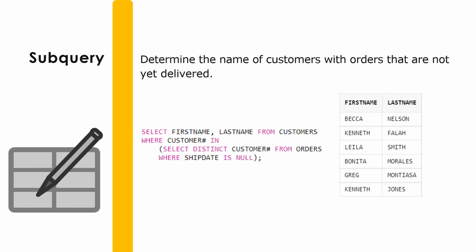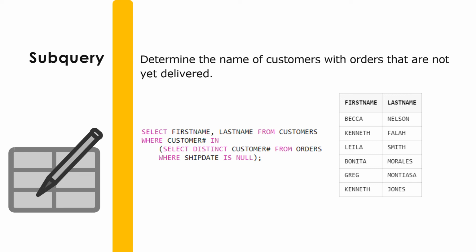For example, if we would like to determine the names of the customers with orders that are not yet delivered, we can do so using a subquery. Let us take a look first at our inner query. In the inner query, we're selecting the customer number from our orders table for which the ship date is null, meaning the order is not yet delivered.